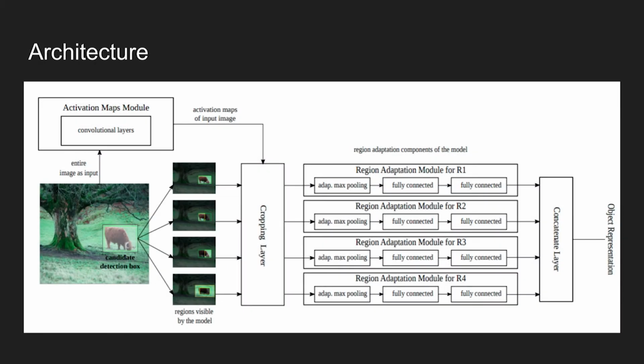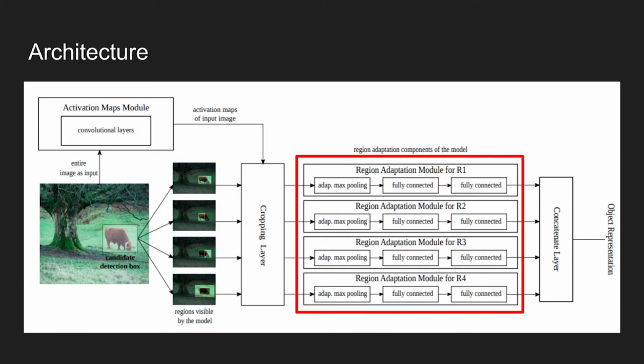Here's the figure showing the architecture of the MRCNN model. Input image first goes through the activation map module and outputs the activation maps. Then region proposals or bounding box candidates are generated using selective search. And for each bounding box candidate, a set of n regions are generated. This will be discussed later in the video, and the name of the model, MRCNN, comes from the use of multiple regions per bounding box.